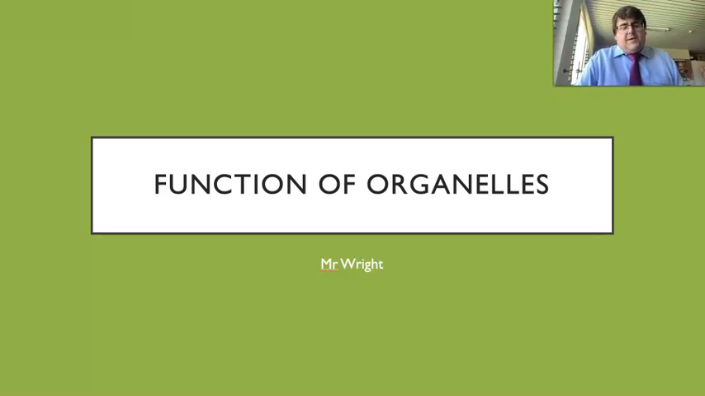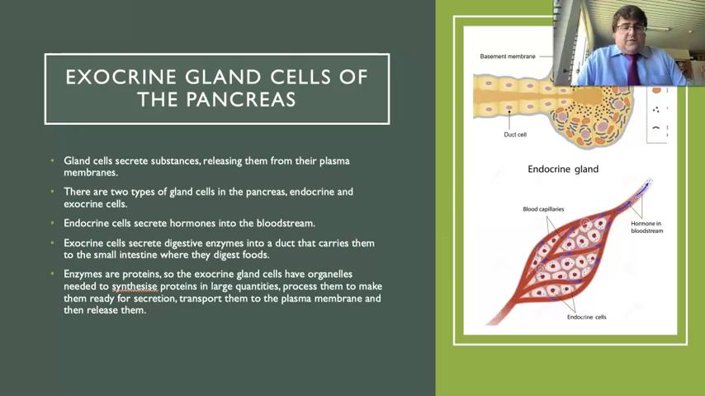We're going to look at Palisade mesophyll cells inside plants, and we're going to look at the exocrine gland cells of the pancreas inside animals. So moving on, straight on to that, we'll start with the exocrine gland cells of the pancreas. Basically, gland cells, their job is to secrete substances, releasing them from their plasma membranes. There's two types of gland cells in the pancreas, the endocrine and the exocrine cells.